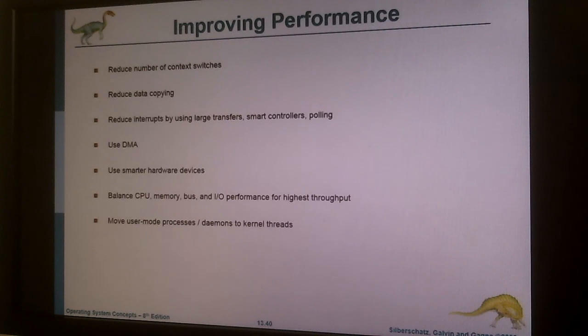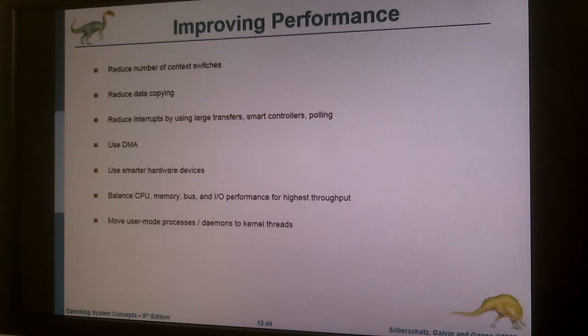Balance CPU, memory, bus, and IO performance for highest throughput. The number one purpose of the whole operating system is to keep the CPU utilized as much as you can, use the memory efficiently, and use the IO efficiently so that the user will not complain. The operating system itself will not complain about speed or whatever. And if it's a mission critical real-time system, it will do the job on time. That's the whole purpose, right?